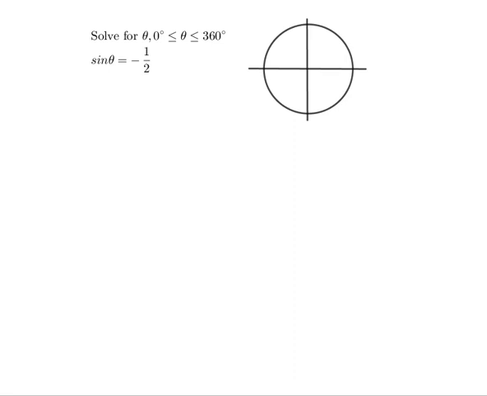Also, I always consider these 5 very important numbers in ascending order. I notice that 1/2 is very close to 0. And since we're trying to find where our y value is negative half, I can conclude that my angle has to be very close to my x-axis. My x-axis is where y is equal to 0, so we're going to be looking where y is equal to negative half. That has to be the angles that are closest to the x-axis.